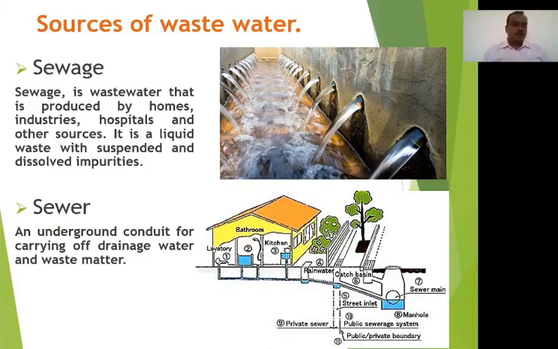Okay, next point, that is sewer, an underground conduit for carrying drainage water and wastewater. Students, you all might have observed that in your homes and buildings there are two sets of pipes. One set brings clean water and the other set takes away the wastewater. This network of small and big pipes are called sewers, and they form the sewerage, as you can see in the picture.